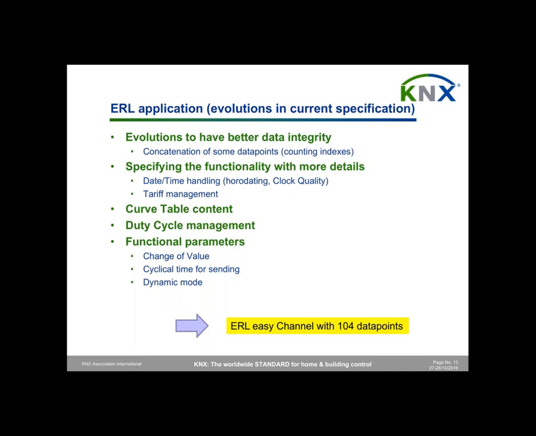The last, and also important, is the introduction of some functional parameters that were before fixed in the specification, and that become parameters. Some change of value, that's the parameter that specifies the difference between the preceding value and the current value to decide if we send or not a data point. We have also the cyclical time for sending and some information on dynamic mode. And today we have an ERL easy channel with 104 data points.